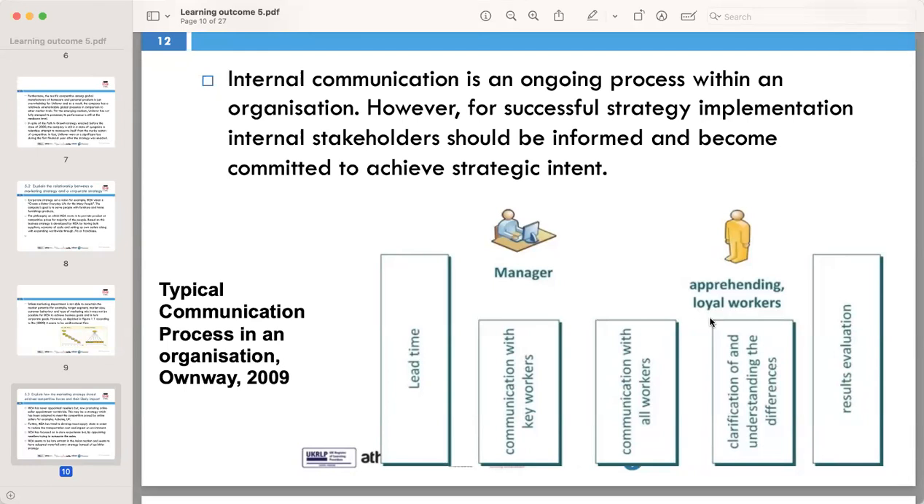Internal communication is an ongoing process within an organization, but it is particularly vital for strategy implementation. This involves a communication process that includes regular interactions with key workers, all workers, clarification of roles, and continuous evaluation of results. For successful strategy implementation, a significant amount of time and effort must be allocated to internal communication and alignment of stakeholders.